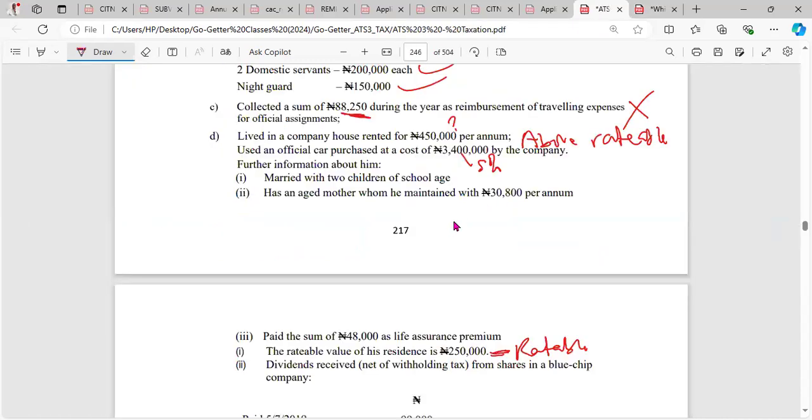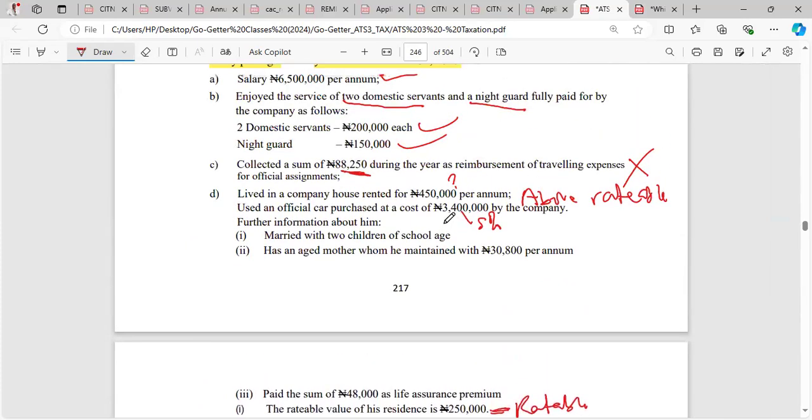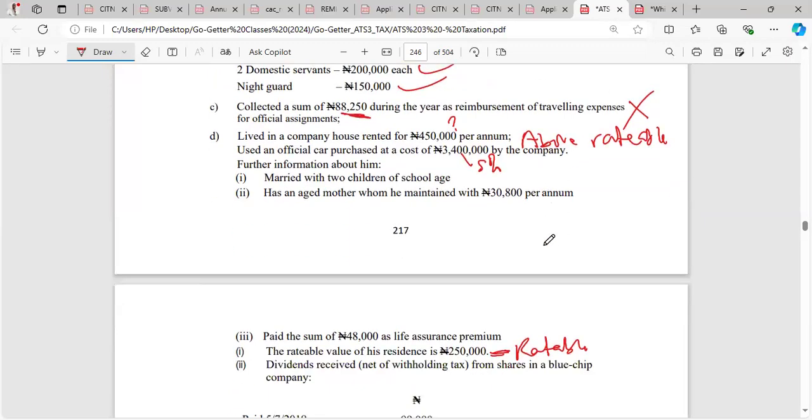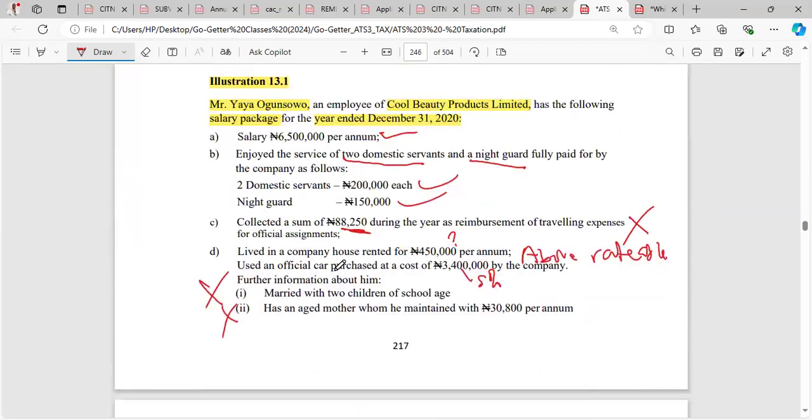Then which other income does he have? He didn't do any business, so he doesn't have other business income. We are told that he is married with two children of school age. That is not important for tax. He has an aged mother whom he maintained with 30,800 per annum. That is not important either. Now, these are the amounts he paid as life insurance premium. This is important. Dividends is another income. All right, so look at dividends.